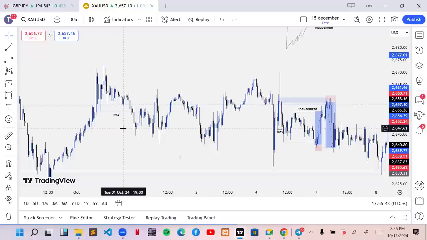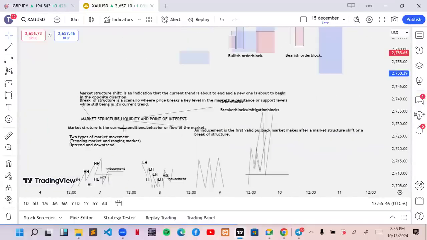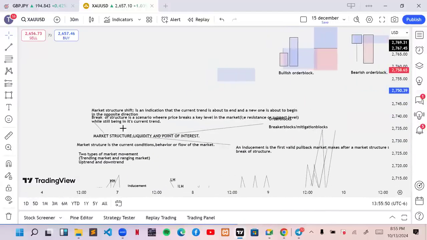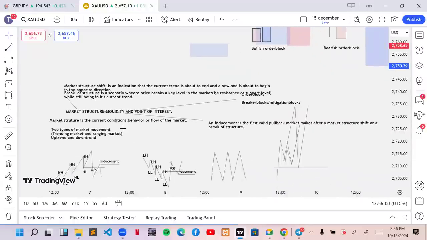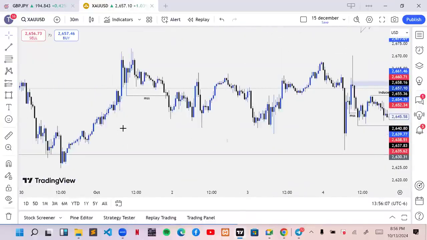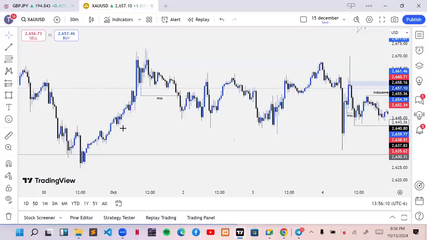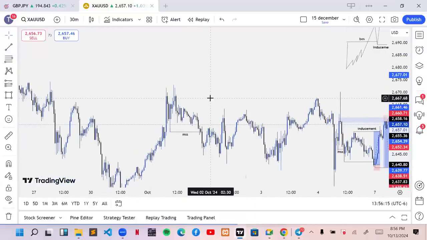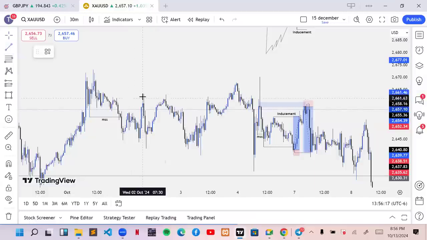So after I've gotten my structure part, what is next I look out for? Remember I said market structure, liquidity. After I've gotten my market structure, what is next I look out for? My liquidity. What do I say is my liquidity? Inducement. Now, what is my inducement? The first valid pullback that the market makes after a market structure shift. So we have gotten the market structure shift, meaning that the next thing we'll now look out for is our inducement. So the first valid pullback that the market makes after that shift is here.